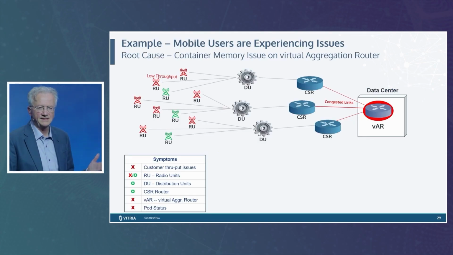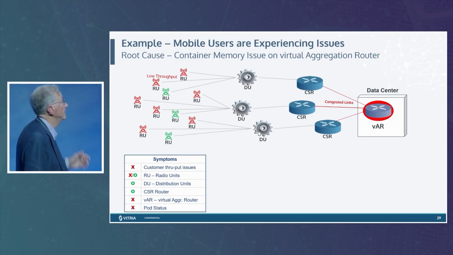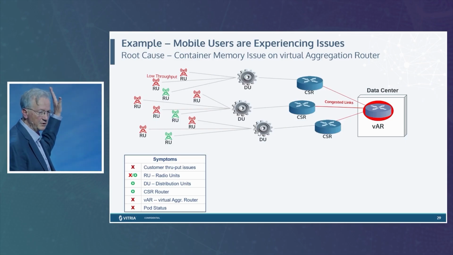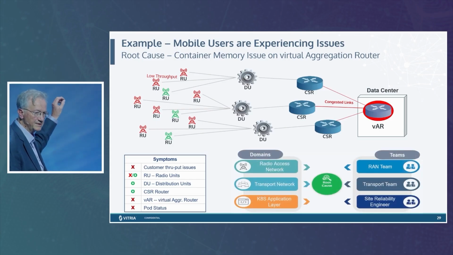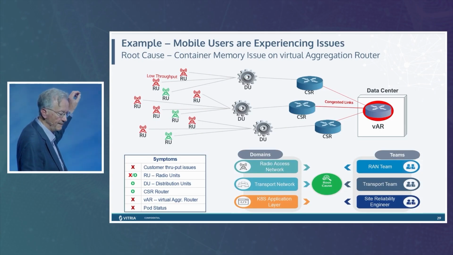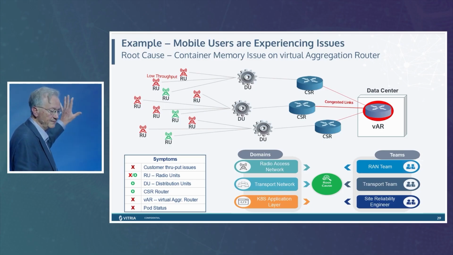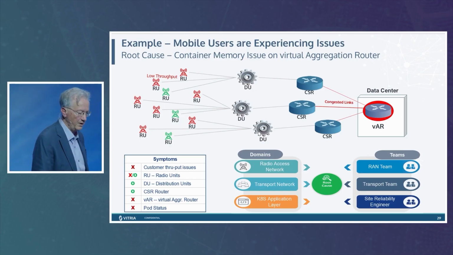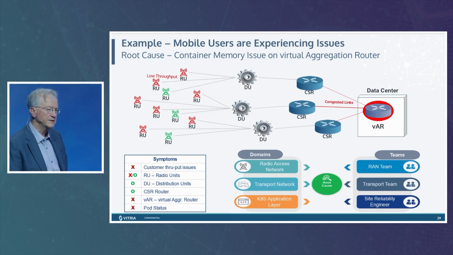So let's take an example. Mobile users are experiencing problems, so the users are over to the left-hand side. We don't see the users, but the radio units up there that are red means that they have users that are experiencing problems. However, the radio units themselves are fine. They're healthy. No problem with them. And in fact, if you look upstream from that, the DUs, the cell site routers, etc., they're all green. It's only when you get up into the data center where you're running a virtualized router, a virtualized aggregation router.